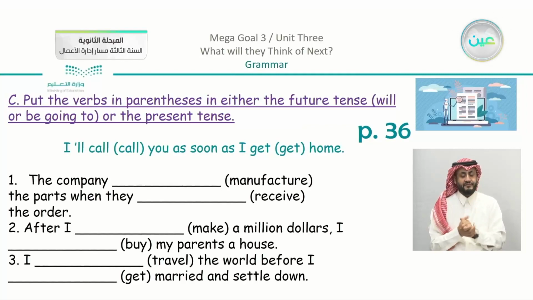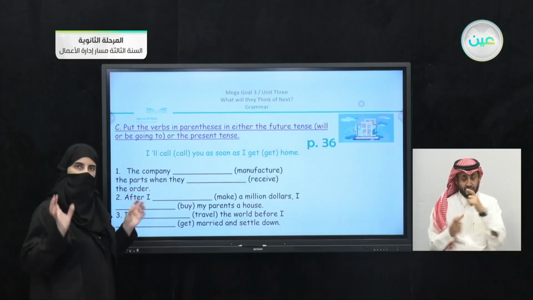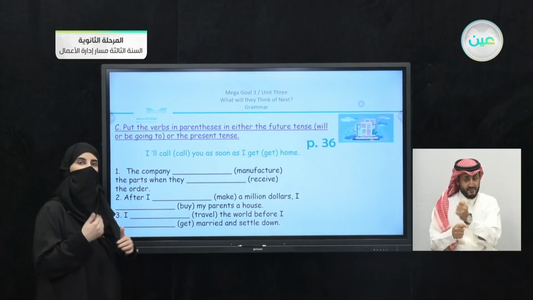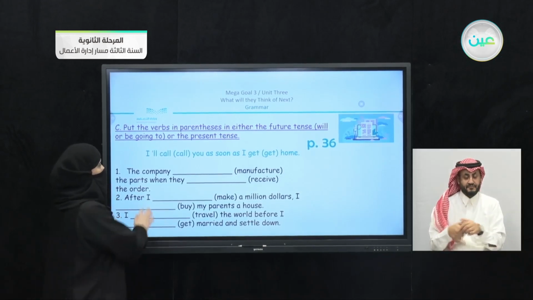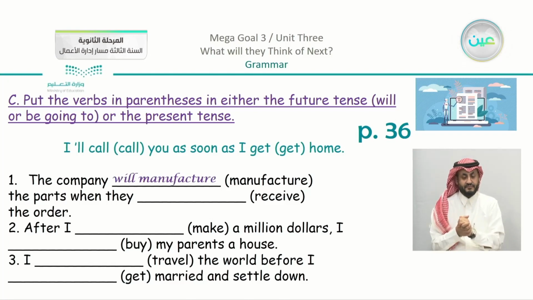Now, the last part that we have here in our book, the exercises, we have here page number 36. Put the verbs in parentheses in either the future tense, will, or be going to, or the present tense. So we have here the verbs in between brackets or parentheses, and you are going to just put them in the correct form.